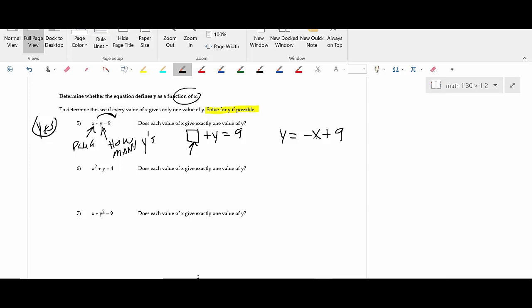Okay, now let's do most of these by solving for y. That's what I recommend you do first on these problems. Okay, so let's do this. I'm going to solve for y, so I'm going to move the x squared to this side, so I'll have y equals -x squared plus 4.